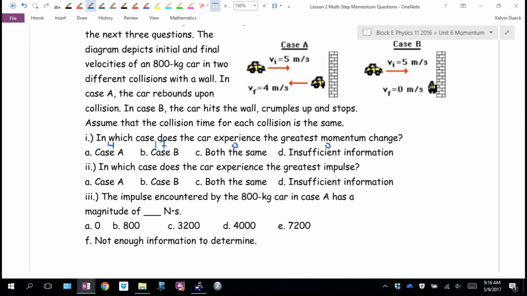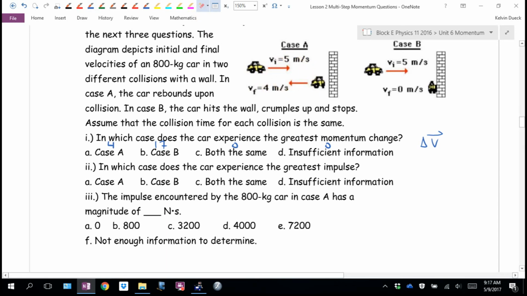Let's see if we can figure this out. I think to analyze this, the version of impulse that I'm going to use is the one with the final and initial velocities, the change in velocities from the picture. So really, which situation has the biggest change in velocity magnitude? Because the mass is the same for both of them. What's change in anything? Final minus initial? What's the change in velocity here?